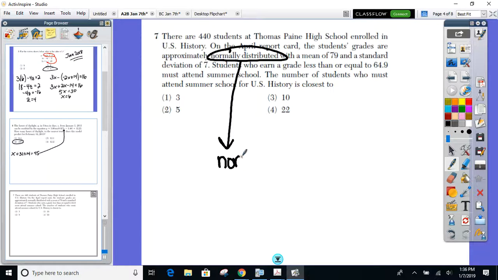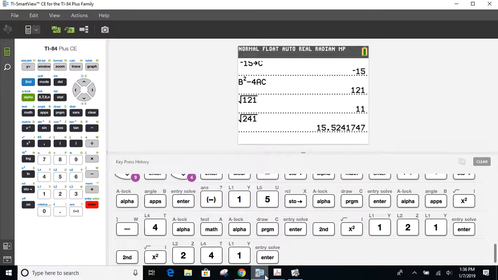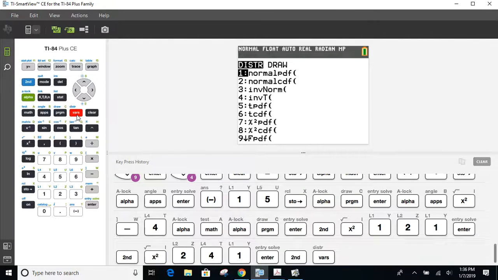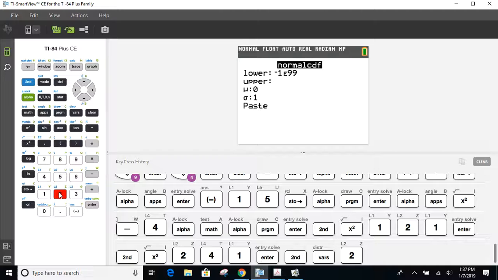Normal CDF. How do I get there? A little refresher. How do I get to normal CDF? Second vars, choice 2. All right, we've got to pull it up.